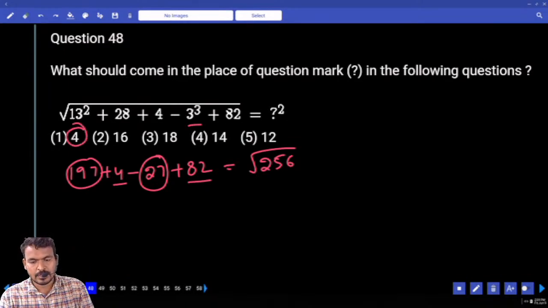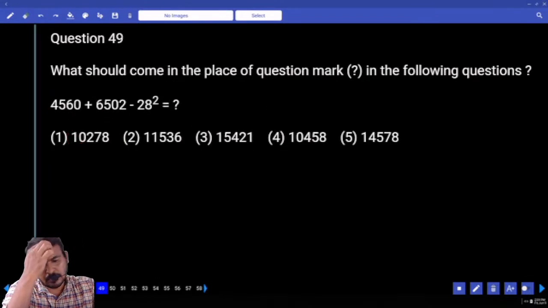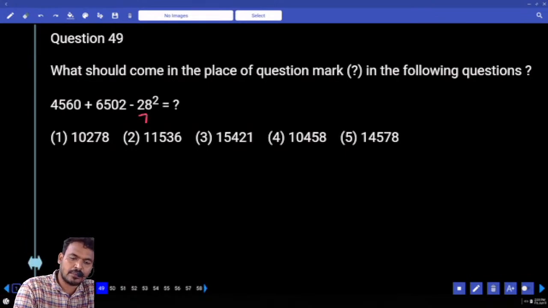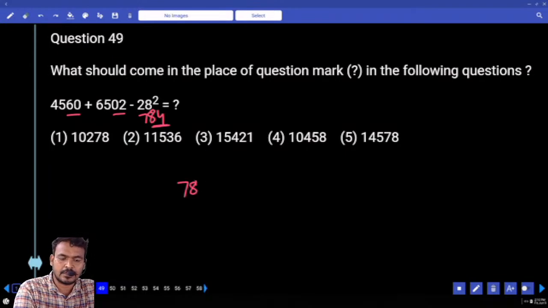Next question, number 49. 4560 plus 6502 minus 28 squared. 28 squared, what is the value? 784. Then take the last two digits of every value. 60 plus 2 is 62, minus 84. 62 minus 84 means it is minus 12. Minus 12 or minus 22? Minus 22. 100 minus 22 is 78. Ends with 78. How many options?